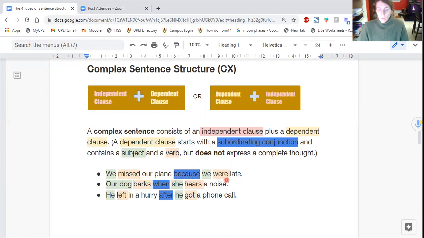If we use because we were late all on its own, it does not have a complete thought or a complete meaning. We must connect it to we missed our plane. Then we have a complete thought across both parts. The same is true with the second sentence. Our dog barks is an independent clause. When she hears a noise is a dependent clause. He left in a hurry is independent. After he got a phone call is dependent.